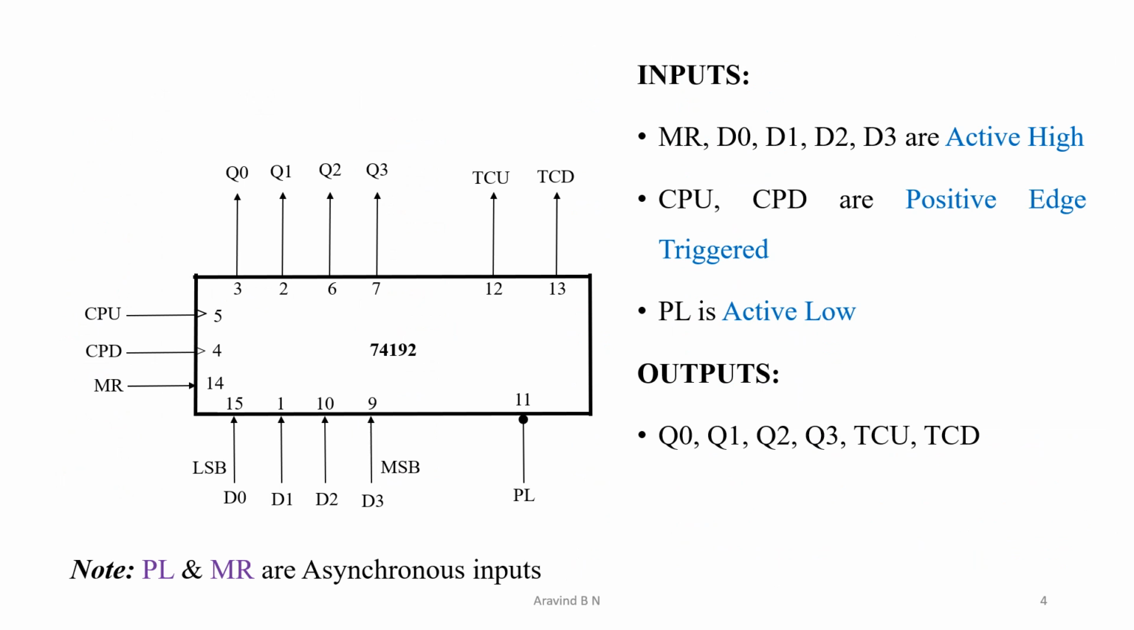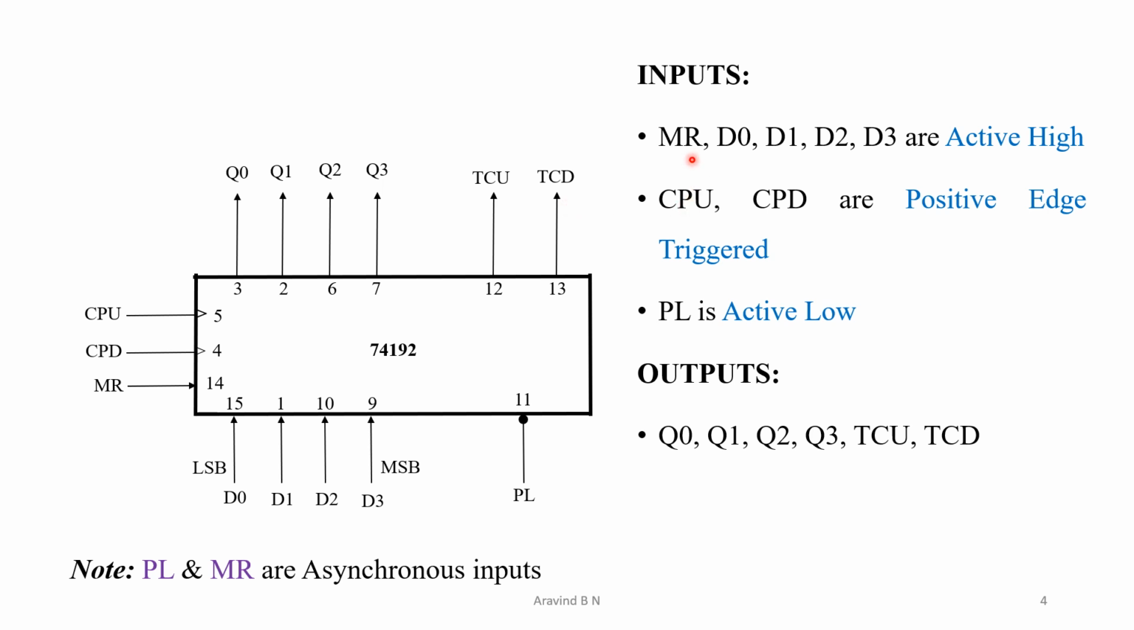Now let us understand the IC representation in a very simple manner, showing which are the inputs and which are the outputs. This is the diagrammatic representation we are going to use in any further discussion. Here are the input lines D0, D1, D2, D3 and PL. PL is active low, so a bubble is provided here. CPU, CPD and MR are also inputs. These pins in this area are the inputs, and these are the outputs Q0 to Q3 as well as terminal count up and terminal count down.